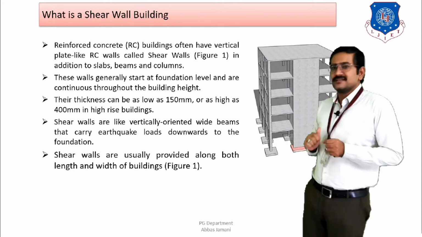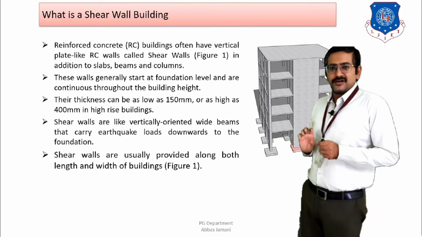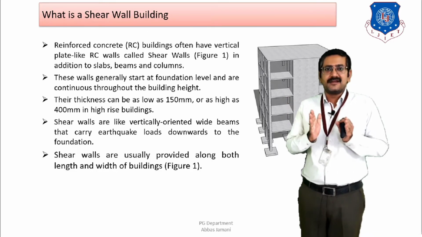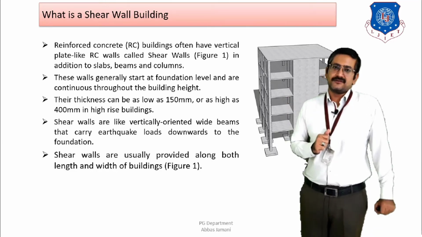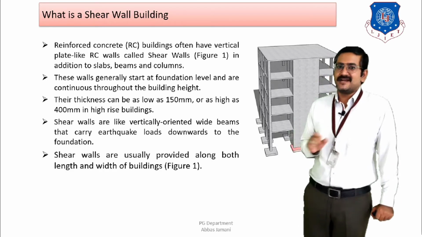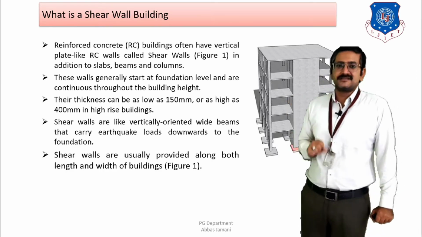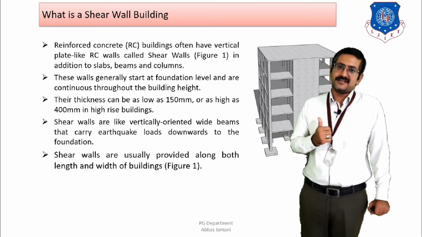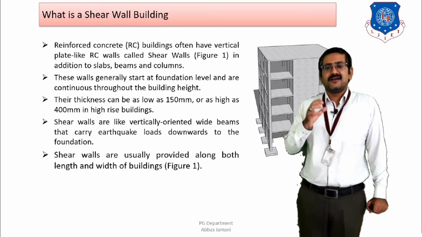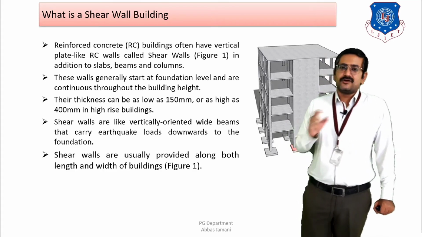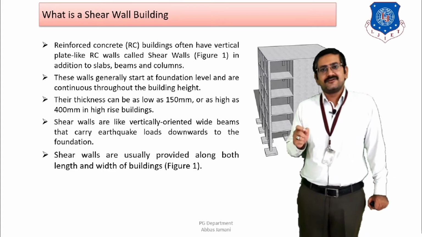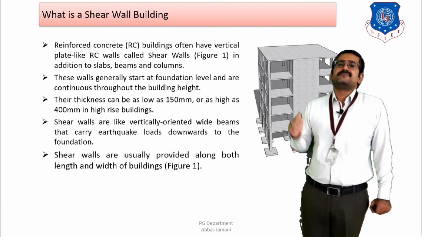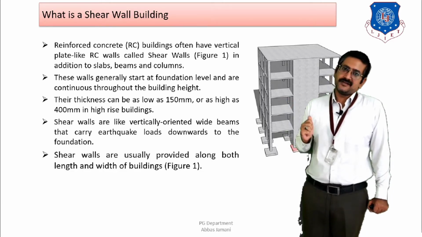As you can see in the figure, one shear wall is shown over here. You can see the width of this element is very large compared to the width of the column, so it can be said that it has a wider cross section. At the same time it is vertically oriented, which is why it is known as a vertically oriented large beam, right? Usually beams are horizontally oriented, but this element is going to perform a function similar to that of a beam, only vertically oriented, right?